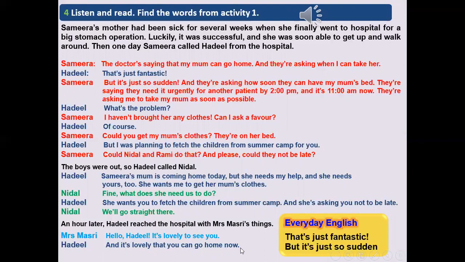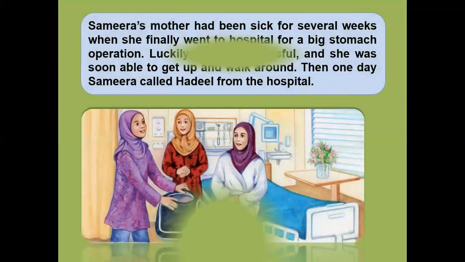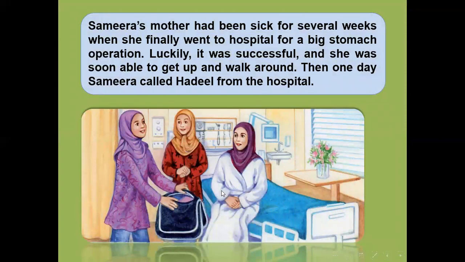Okay, now let's explain the lesson. Here, we can see that Samira's mother had been sick for several weeks when she finally went to hospital for a big stomach operation. Luckily, it was successful and she was soon able to get up and walk around. Then one day, Samira called Hadil from the hospital. Yes, so for how long has Samira's mother been sick? She has been sick for several weeks.